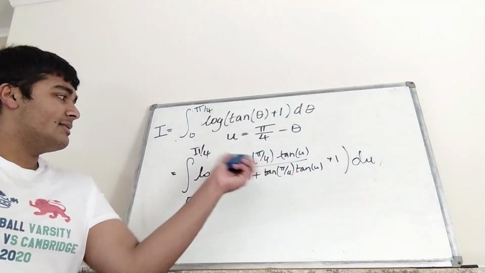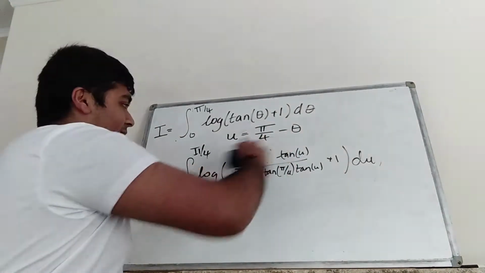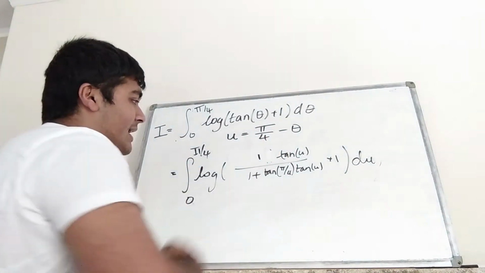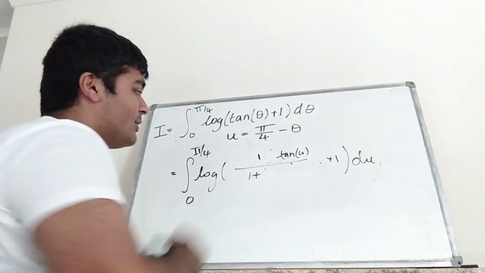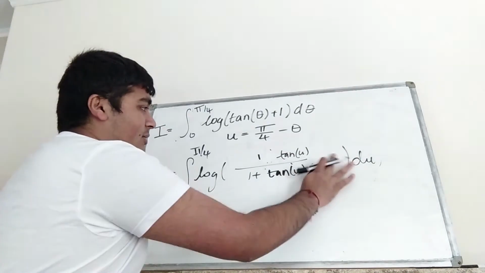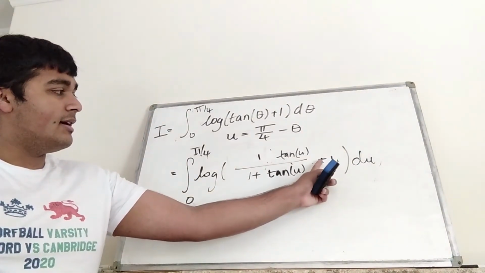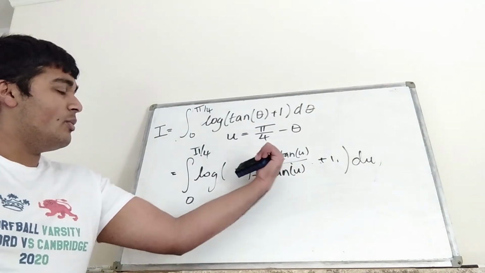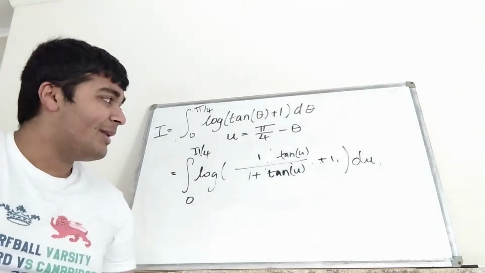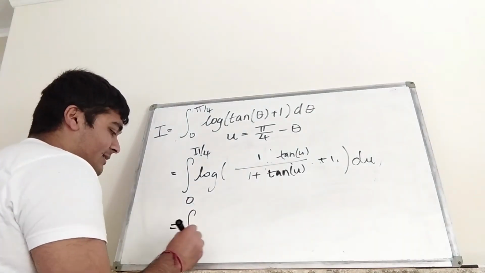Okay, now tan of pi over 4 is just 1. So I can get rid of this one here and write 1 minus tan u, and then just get rid of this tan pi over 4 on the bottom. Okay, and we still got that plus 1 out here. Now let's bring everything under one common denominator. So it's going to be 1 minus tan u plus 1 plus tan u, all divided by 1 plus tan u. So let me just write this on the next line.